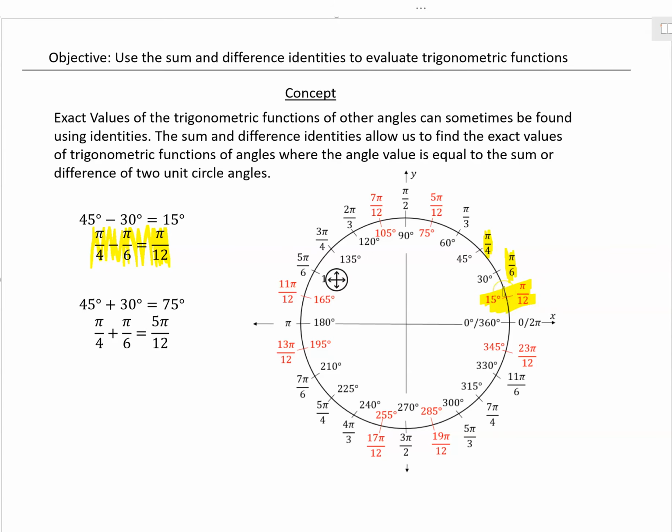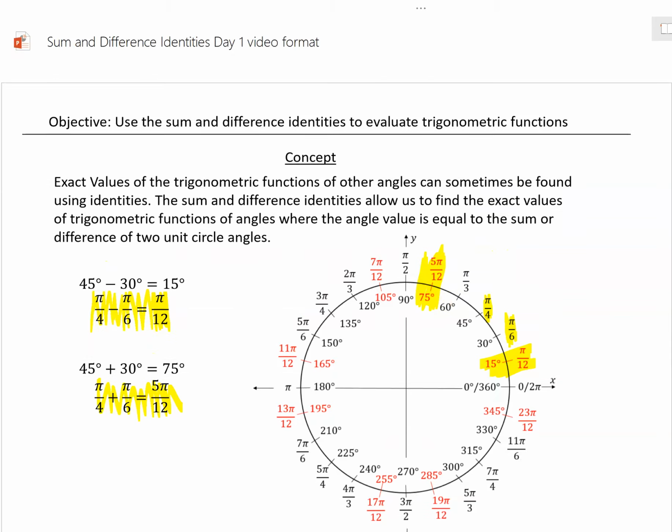However, a difference identity allows us to find the exact value for either the sine of 15 degrees, pi-12ths radians, or the cosine. And if we add pi-4ths and pi-6ths together, we get 5 pi-12ths, which is shown here, which is equivalent to 75 degrees in degree measure. So a sum identity would allow us to find the exact sine and cosine values of 5 pi-12ths radians, which also is not a unit circle angle because 75 degrees is not an angle in one of our special right triangles. So that's what we're looking at today.